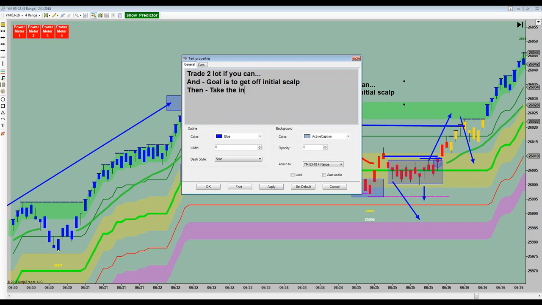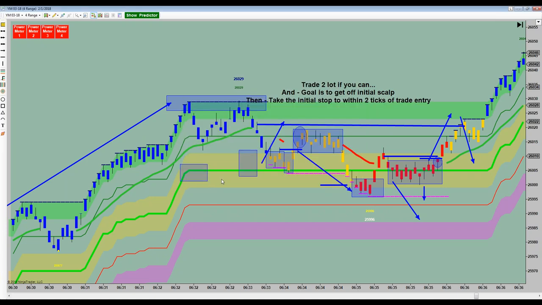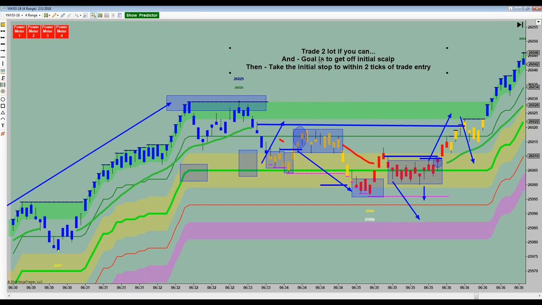to within two ticks of your trade entry. That way, you're giving it a little bit of wiggle room, right? Now, that's again a judgment call. If the market just takes off like a bird and doesn't really even look back, well, then you can go ahead and start getting that trail up fast.